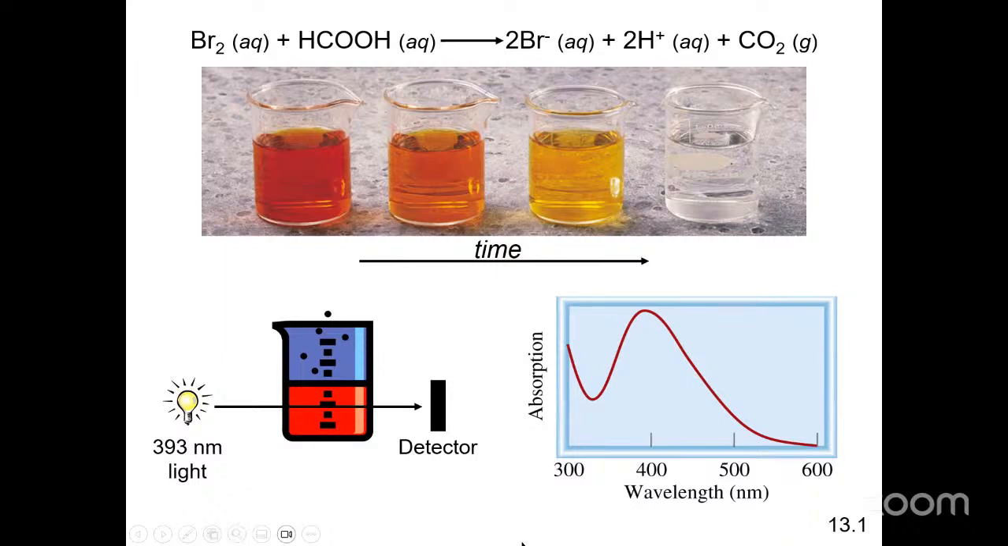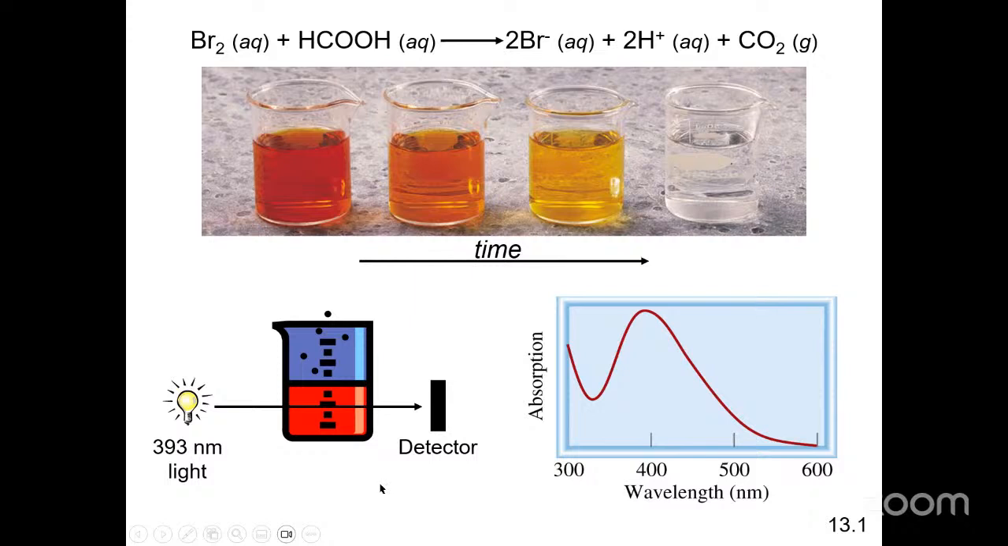So what this is showing you is what we call the absorption spectrum for bromine, right? Bromine absorbs at the maximum at 393 nanometers, right? So that's why you need this to be set at that particular wavelength so that you can accurately determine the amount of absorbance of the light by the bromine in the solution.